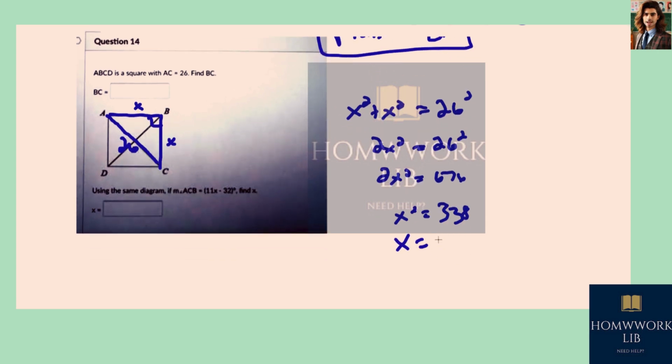So BC is the square root of 338. The square root of 338 is about 18.38.